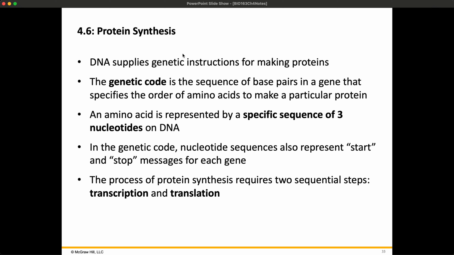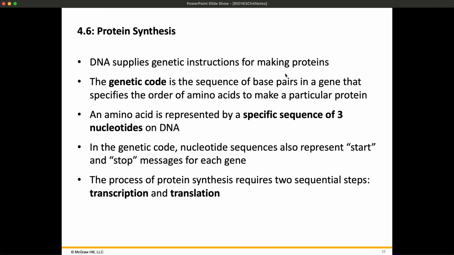Okay, so then protein synthesis. Like we said, DNA is going to be coding for our protein synthesis. It supplies the genetic instructions for that. The genetic code is a sequence of base pairs in a gene that specifies the order of amino acids to make a particular protein. Okay, so there's a lot there. Genetic code is the sequence of base pairs, so your A, T, C, and G, in a gene that specifies the order of amino acids to make a particular protein.